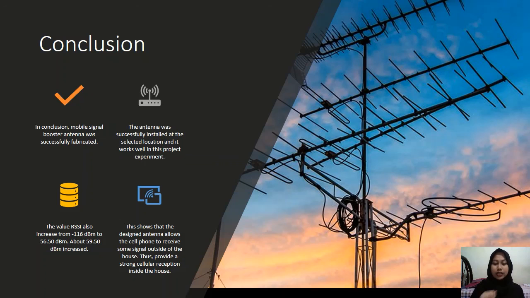The signal bar increased from 2 bar to 3 bar, and the value of RSSI also increased from negative 16 dBm to negative 56.50 dBm, and about 59.50 dBm increase, which is a huge difference between without and with the antenna. This shows that the designed antenna allows the cell phone to receive some signal from outside of the house, thus providing a strong cellular reception inside the house.